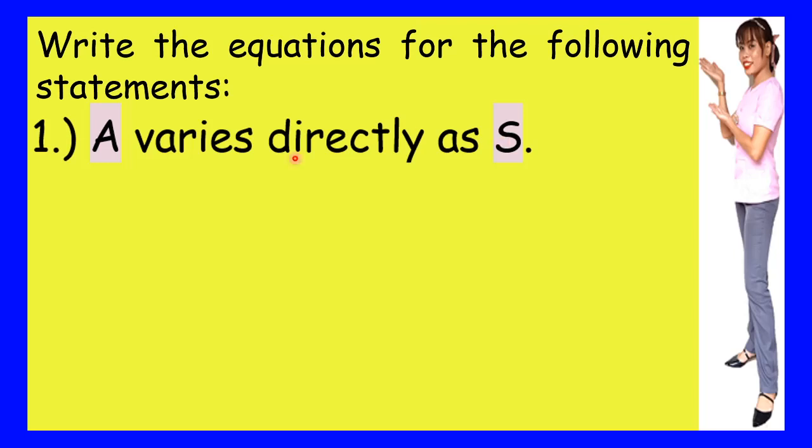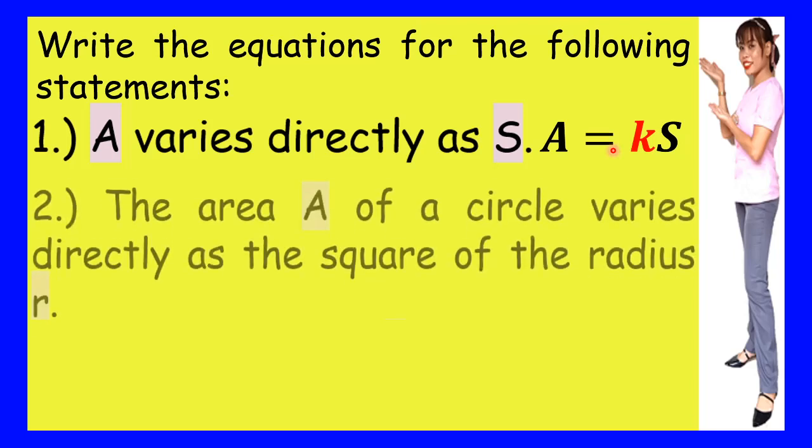Now, in writing this one in its mathematical equation, just copy A. So we had here A. Varies directly, there's always a constant of variation, so equals k, where this small letter k represents the constant of variation. Then just copy capital letter S. So A varies directly as S is equal to A equals kS.